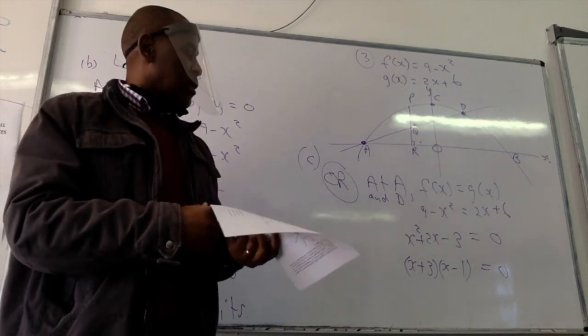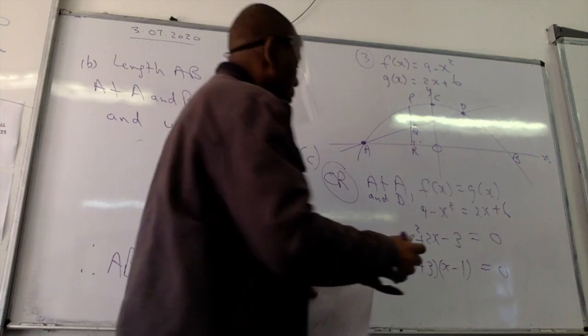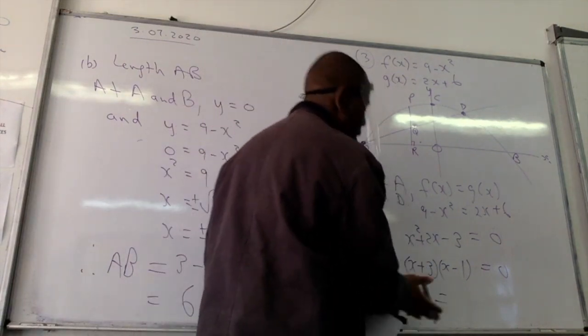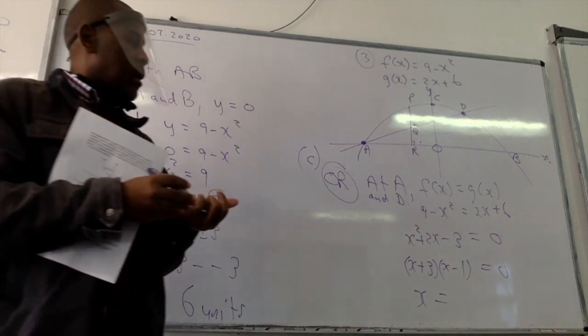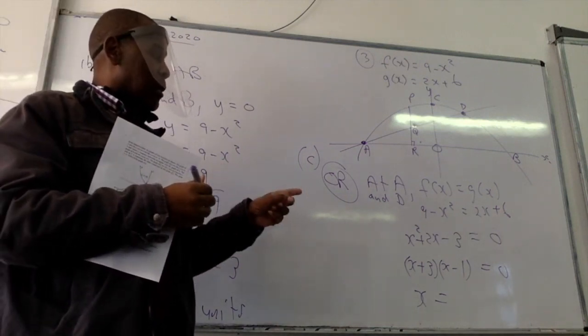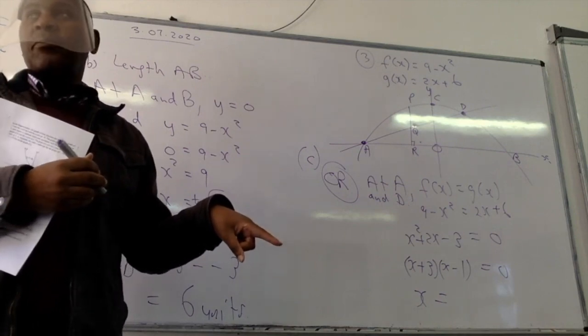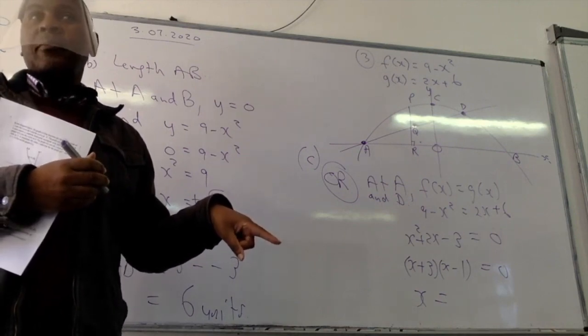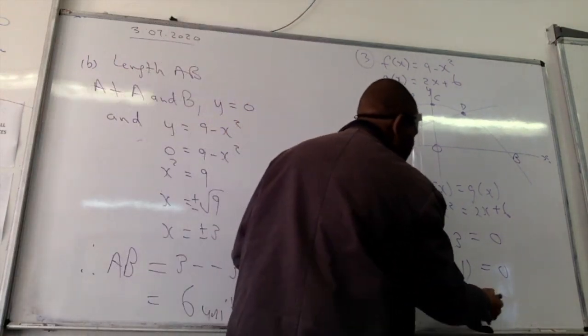So if x plus 3 multiplied by x minus 1 is equal to 0, then tell me what x is. I'm not interested in the steps in between. You can show me those steps, but I won't give you marks for those. What I want now, after factorizing, is the answer. So what is x equal to? Minus 3 or 1.